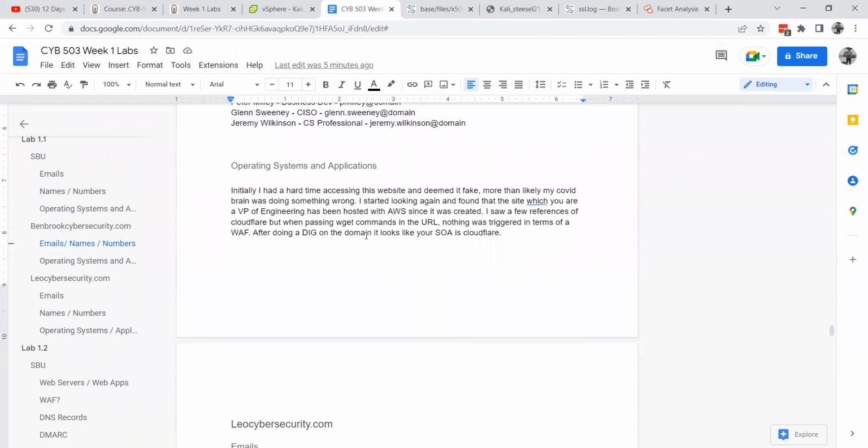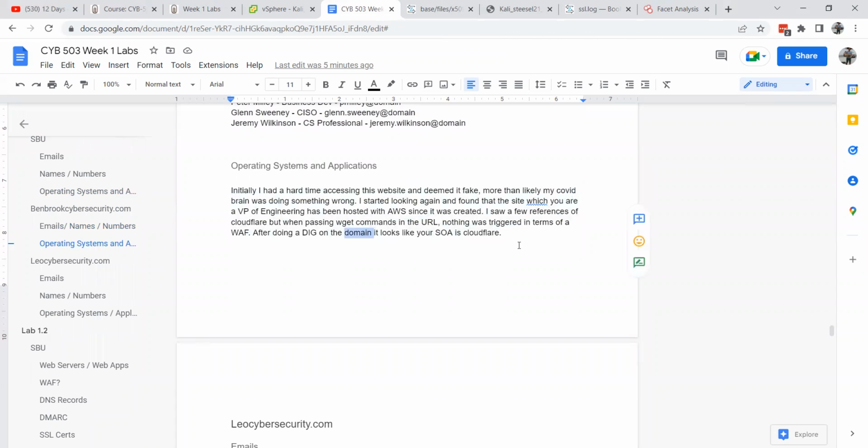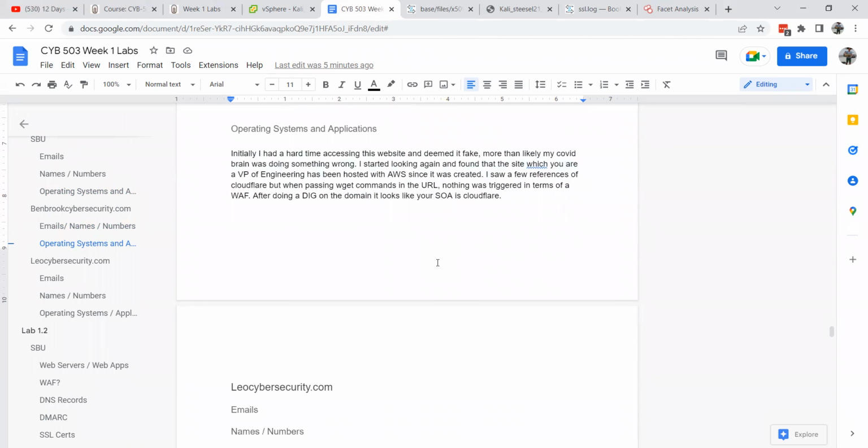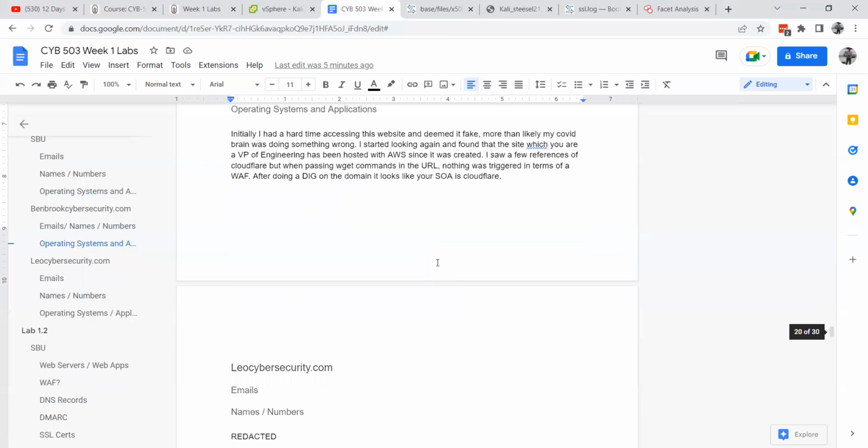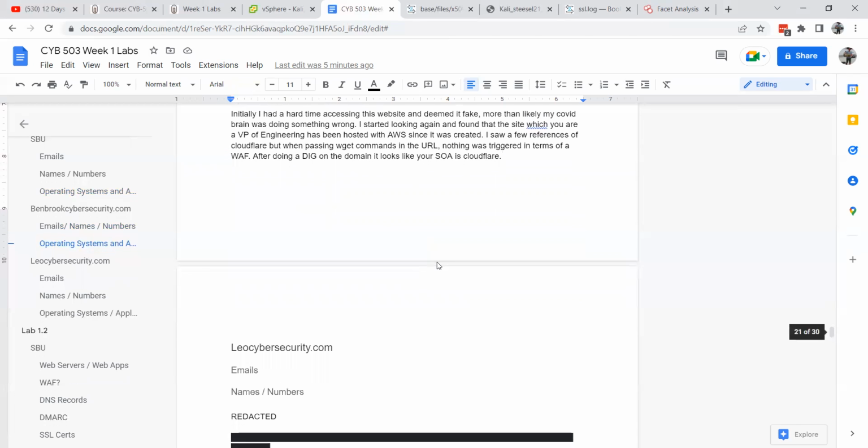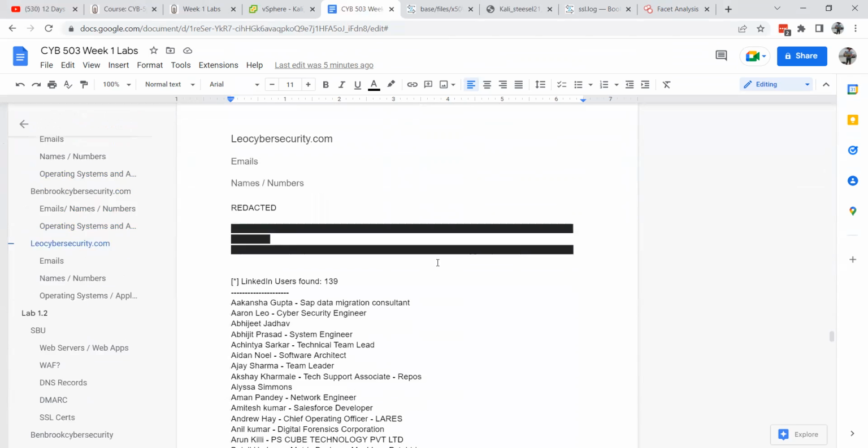Let's see here for operating systems. I saw that they were using AWS to host their website. No WAF. I did see some mention of Cloudflare, but come to find out it's not because they're using their WAF, just because it's their SOA.